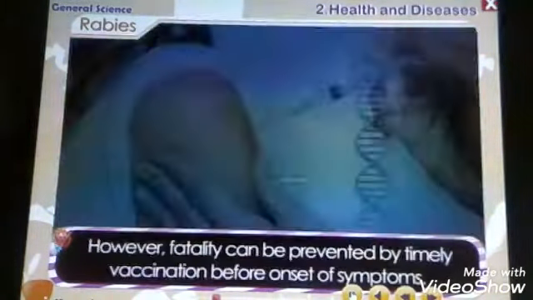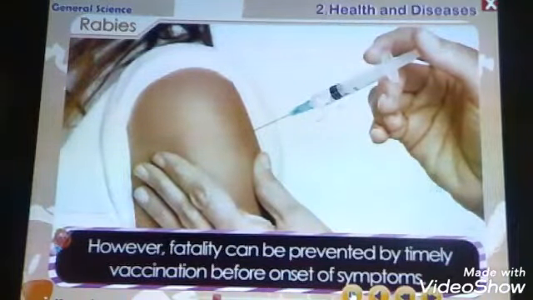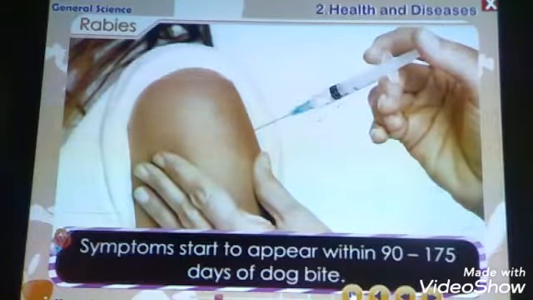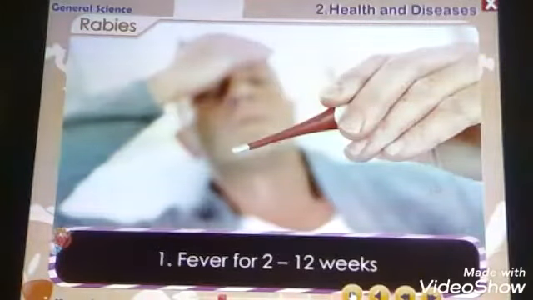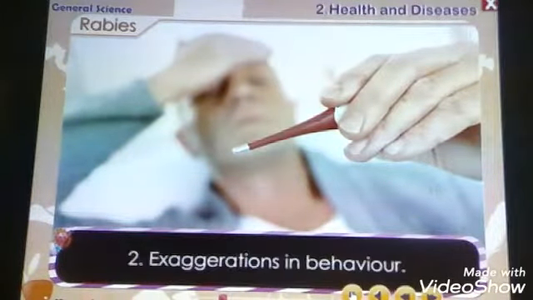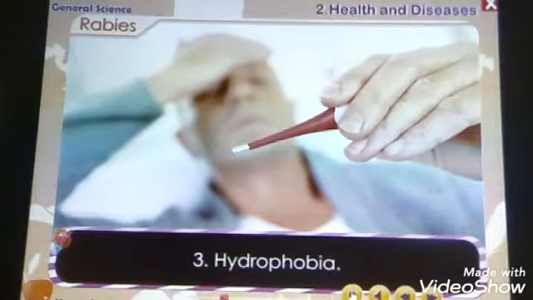Rabies is a fatal disease. However, fatality can be prevented by timely vaccination before the onset of symptoms. Symptoms start to appear within 19 to 175 days of the dog bite. Symptoms that start to appear: fever for 2 to 12 days, exaggeration, hydrophobia.